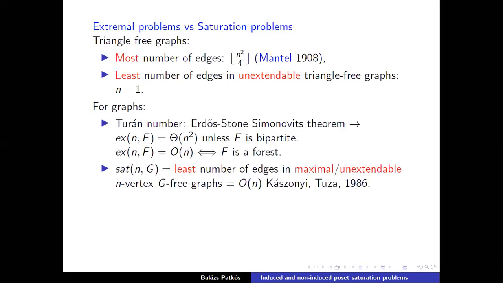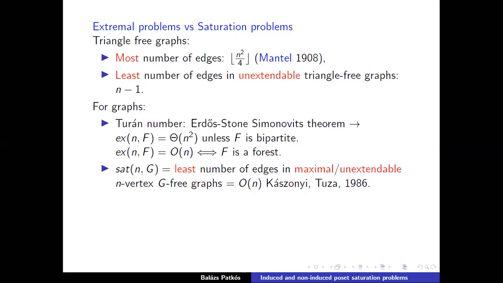For graphs in general, so not only for triangle-free graphs, if we forbid a graph F, the extremal problem is: what's the largest number of edges that we can have without creating a copy of F? This is settled more or less, at least for non-bipartite graphs, by the Erdős-Stone-Simonovits theorem. The answer is quadratic. And we also know that this extremal number is linear if and only if the forbidden graph F is a forest.